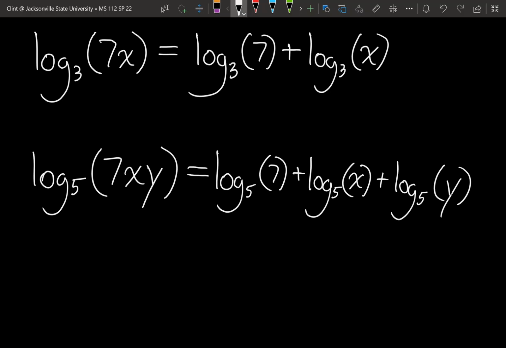Usually on these, when it says expanded as much as possible, we only want one term inside each logarithm. That's what we're after on those, so that way you kind of know where you're headed.